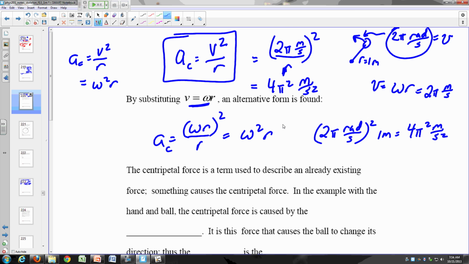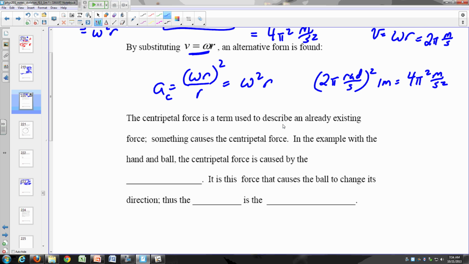All right. So as I said, the centripetal force is a term used to describe an already existing force. For example, with the hand and the ball, the string with the ball going around, the centripetal force is caused by the what? Right, the string, or what type of force? Yeah, the tension. So it's caused by the tension. It is this force that causes the ball to change direction. So the tension is the centripetal force.